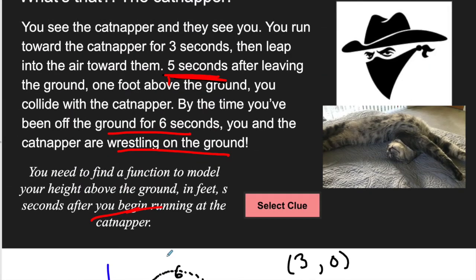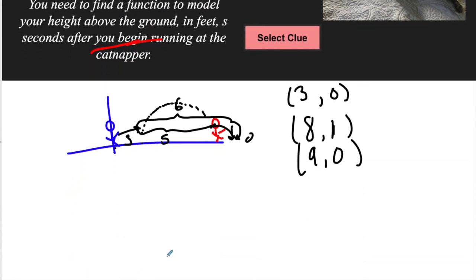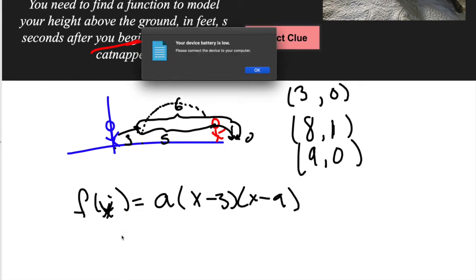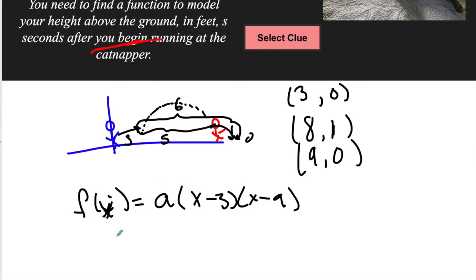All right. So what I need to do now is write the function that goes with this. So I have f of x equals, now what kind of form should I use? Given the information, I would argue to use, again, intercept form. Because this will ensure when I plug in 3, I get 0, and when I plug in 9, I get 0. And now I need to solve for a. So when I plug in what, I should get what?